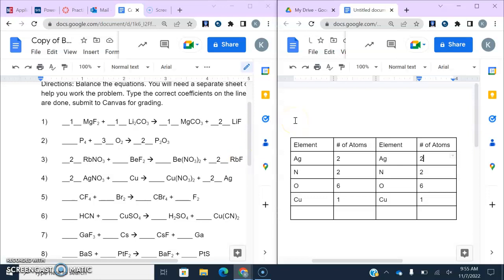And then always start by moving your way upwards, right? We can't go down, we can't change subscripts, but we can always add coefficients. So if you're noticing that there are elements that need to be bumped up, start there and then work your way around. Okay, I hope these 4 were helpful.